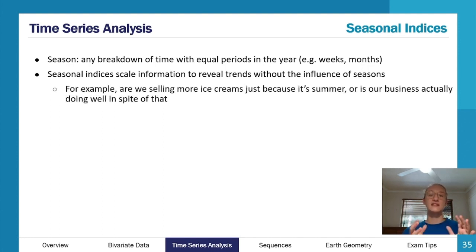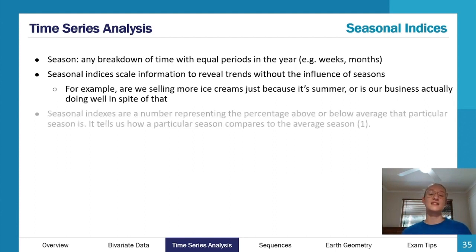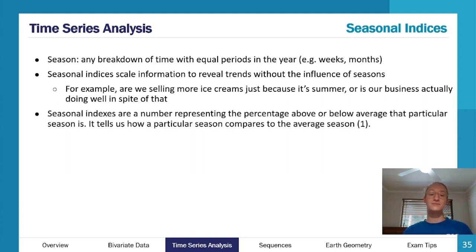My favorite example to illustrate this is, are we selling more ice creams just because it's summer? Or if I removed the impact of it being summer or winter, is our business still doing well in spite of that? So if I remove the impact of seasonality on my ice cream sales, what trend am I left with? Are my sales actually increasing or decreasing overall? Well, we need to remove the impact of seasonality to see that a bit clearer.